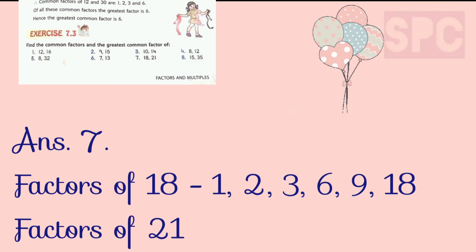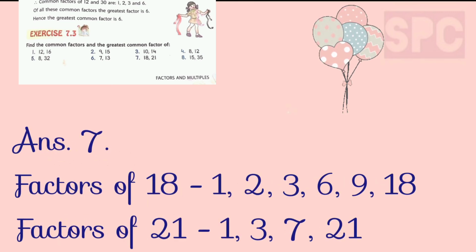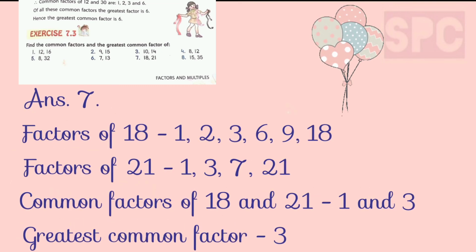Similarly, let's write all the factors of 21. So 1 21s are 21, so 1 and 21. 3 7s are 21, so 3 and 7. These are the factors of 21. Now here we can notice that 1 and 3 are the common factors of 18 and 21, out of which 3 is the greatest common factor. So in this way we have solved question number 7.